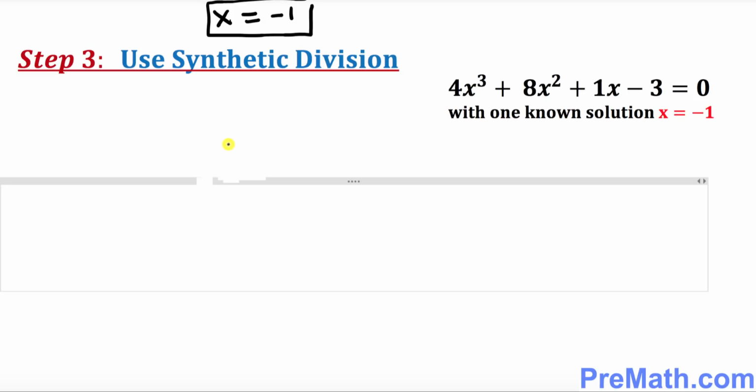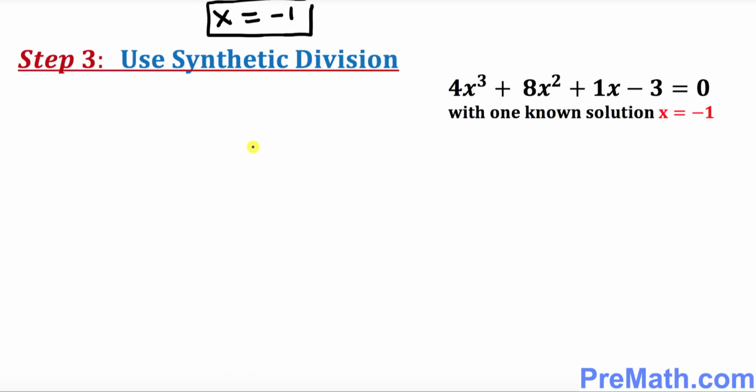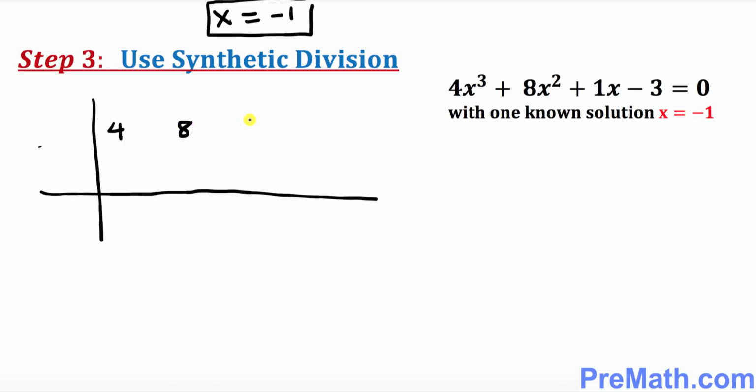Now since we got one of our solutions, we're going to use synthetic division to figure out the other solutions as well. So let's go ahead and do the synthetic division. For that, I'm going to draw this. And what are your coefficients over here? 4, 8, 1, and -3. I'm going to write them up here, and put down 4, 8, 1, and -3. And since one of our zeros is -1, I'm just going to put -1 outside. So let's go ahead and get started.